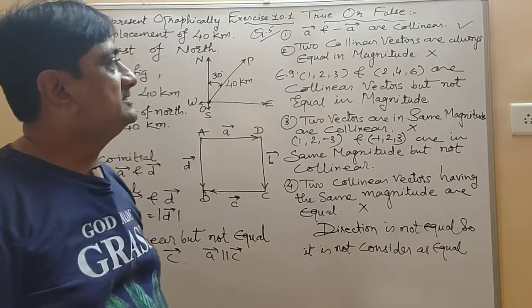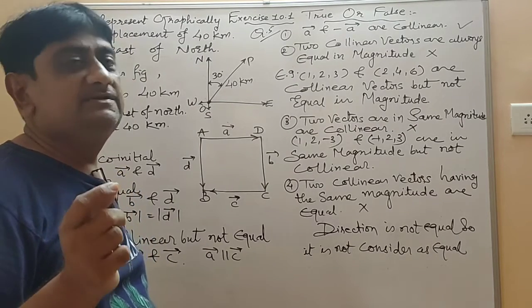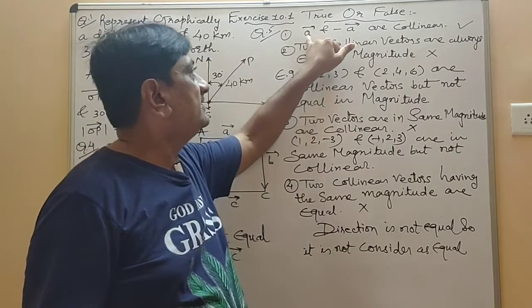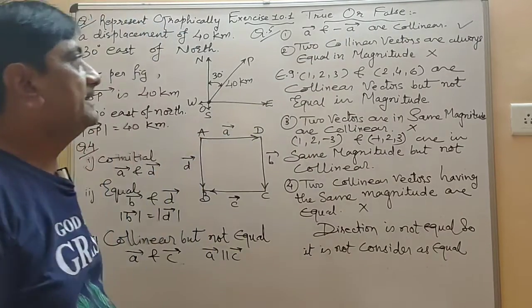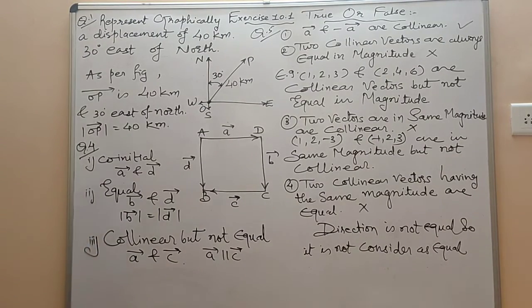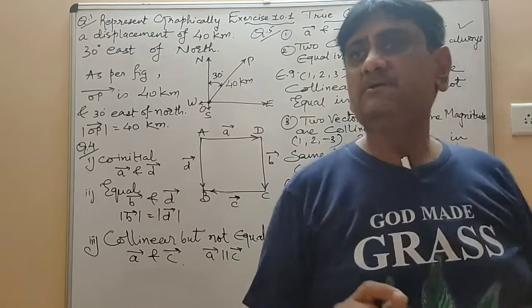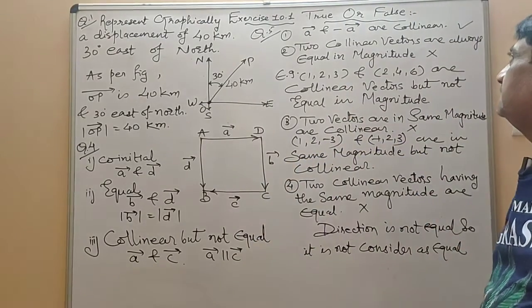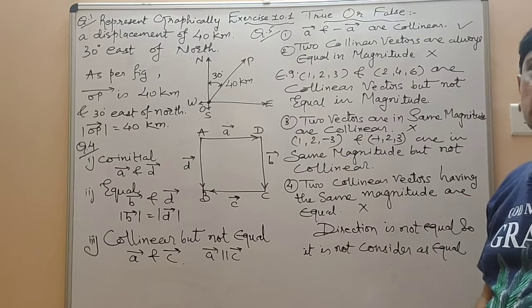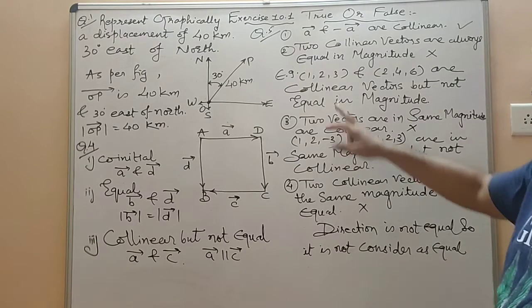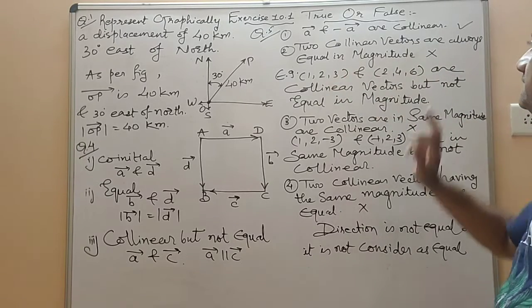Now question number 5, it is true or false. If it is false, then give your appropriate reason. If it is true, no reason is needed. First is vector A and minus A vector are collinear vectors. So it is true. Why? Because A vector and minus A vector have opposite direction, and if directions are opposite, they are called collinear vectors.